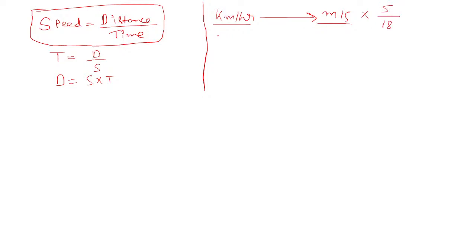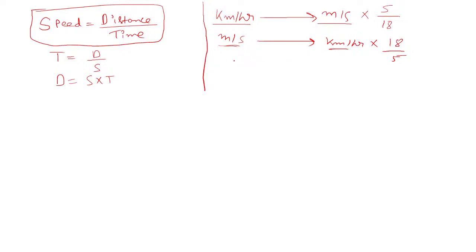And if you do the reverse, meter per second to kilometer per hour, you go from the smaller unit to the bigger unit, so you will multiply by 18 by 5. So this is the factor of multiplication. From kilometer per hour to meter per second, multiply by 5 by 18, and from meter per second to kilometer per hour, multiply by 18 by 5.